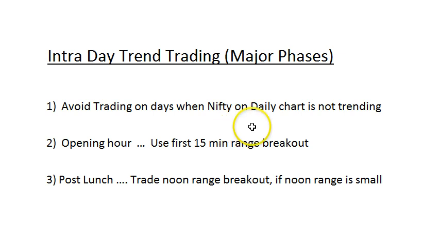the morning opening hour trend ranges between like 9 o'clock to 10:30, max till 11 a.m. And then the noon session takes place, wherein on some days it will move extremely big, but on most days it will consolidate, and between 11 o'clock to 1 o'clock you'll not see much movement happening in the markets. And then the post noon session, between 1 o'clock to 3:30 p.m. So these are the three major phases.